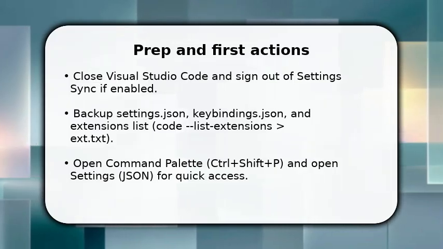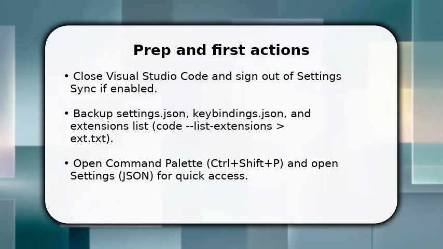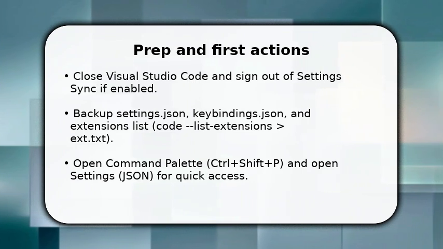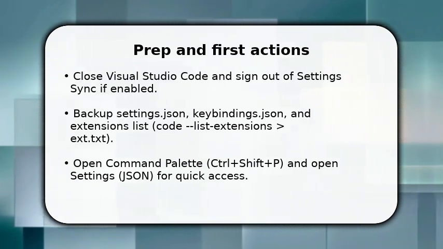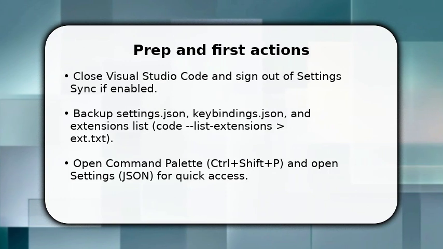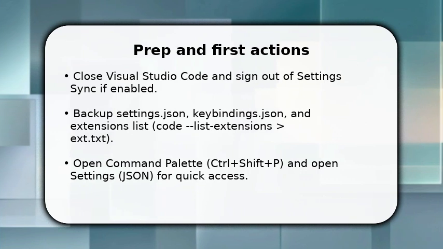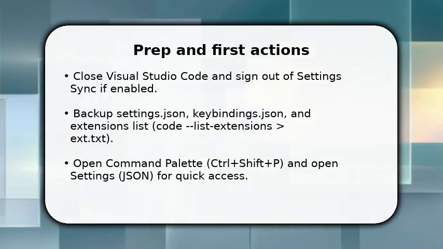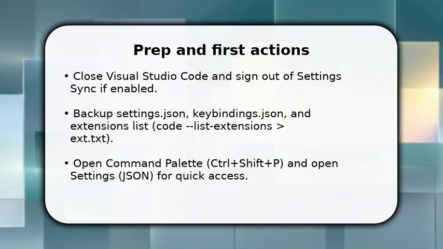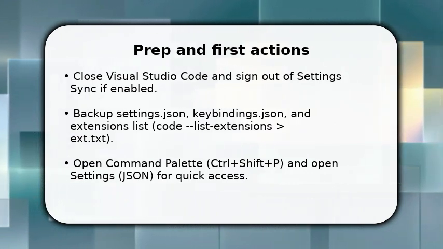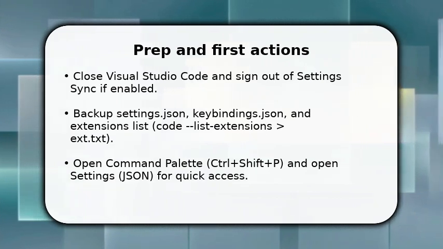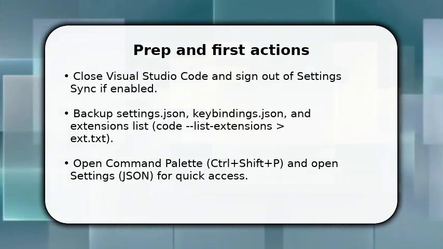You start by creating a safe snapshot so you can restore later. Make sure VSCode is fully closed and settings sync is signed out. Open the command palette with Ctrl+Shift+P, choose Preferences, Open Settings, JSON, and Copy Settings.json to a known folder. Export extensions using code --list-extensions > ext.txt so you have a list. This preserves your work and explains why a factory reset removes configs and extensions, so backups let you undo selectively.